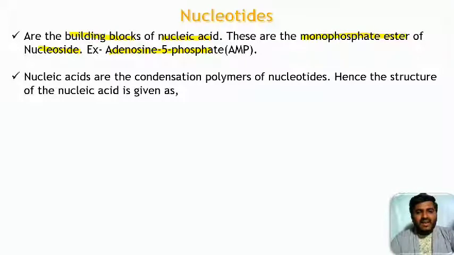Nucleic acids are condensation polymers. Nucleic acids are the condensation polymers of nucleotides. Hence the structure of the nucleic acid is given as follows. We will study the structure now. Before going to that structure, I hope you understood the definition of nucleotide. A nucleotide is nothing but a building block of nucleic acid, and these are monophosphate esters of nucleoside. An example is adenosine 5-phosphate. So we will study that one. So starting from nucleic acid.